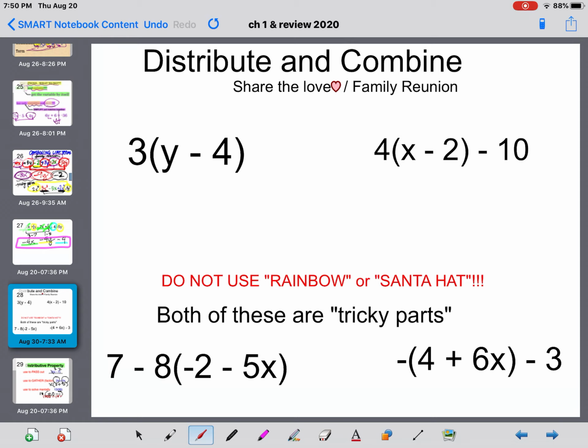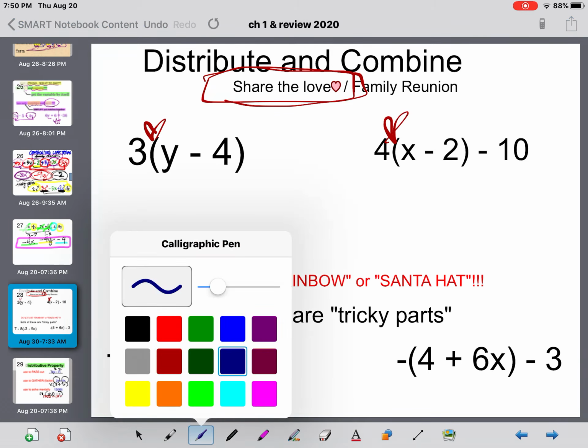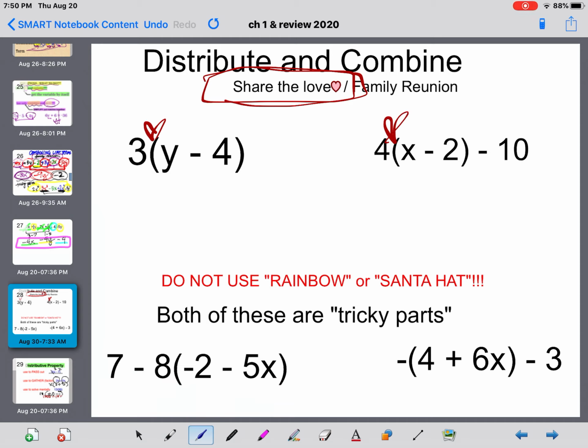How do you know when you're going to use distributive property? I like to think of it as share the love. Share the love means if you have a number that's kissing the parenthesis, you're going to take that number and give it to every part that is in the parenthesis. So this 3 is going to go to this, then this, and we're going to multiply down. This 4 is going to go to this part, and we're going to multiply down.